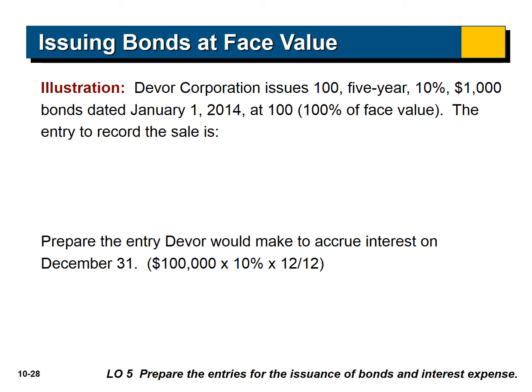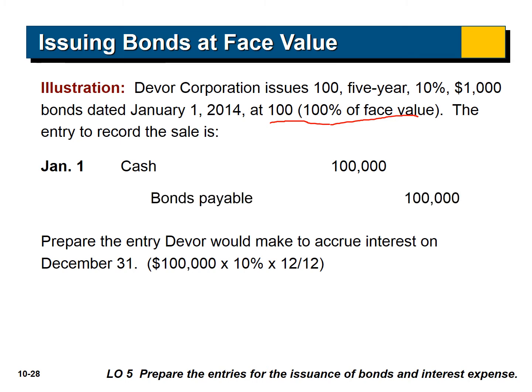DeVore Corporation issues 100 5-year 10% $1,000 bonds dated January 1st at 100. Now remember, this means 100% of the face value. The entry to record the sale is... It's kind of like issuing a note payable, except we're issuing a bonds payable. You're still borrowing money. And where did we get the $100,000? It is 100 of these $1,000 bonds, so just 100 times 1,000.